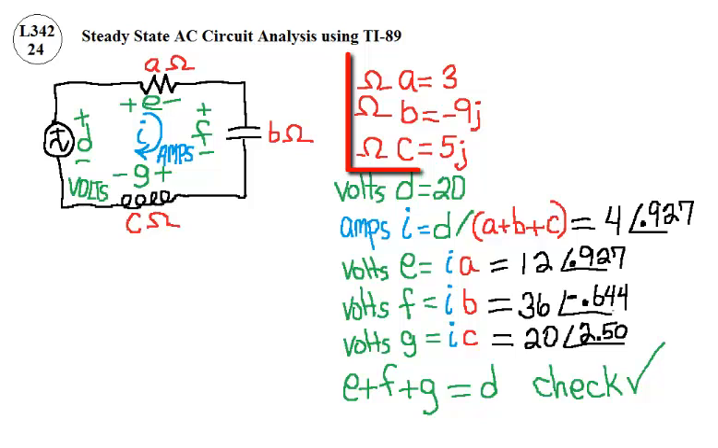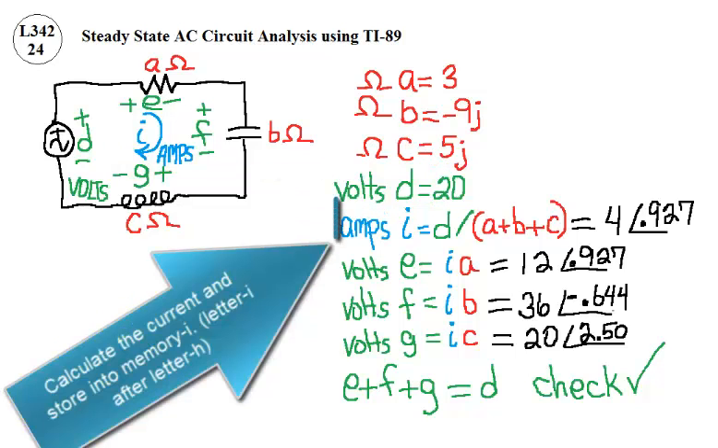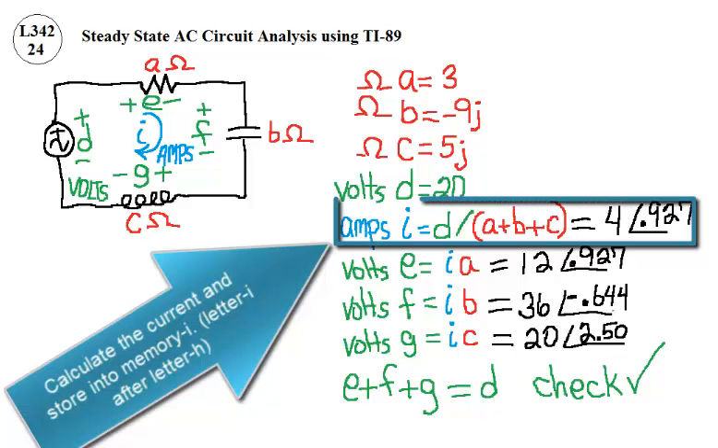Enter the three impedances into these calculator variables. Given one voltage source stored into memory D, calculate the current and store into memory I. That's letter I after letter H.